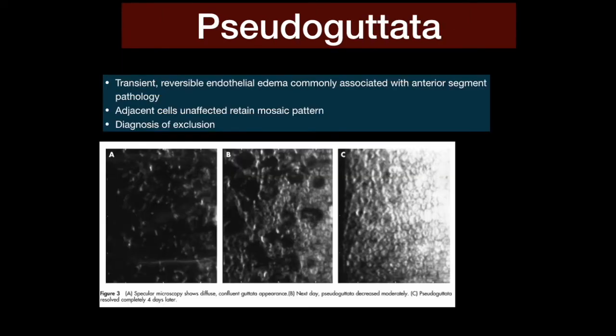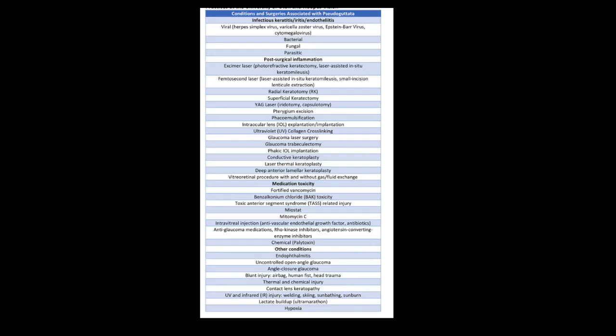Pseudoguttata, on the other hand, also appear as dark spots, but the difference is they are transient and basically reversible endothelial edema, which is associated with anterior segment pathology. Adjacent cells are also unaffected, thus they retain the normal endothelial mosaic pattern. So here we see a diffuse pseudoguttata which resolves over the next 4 days. The list of causative factors is huge, but it mainly happens due to infection, post-surgical inflammation, and medication toxicity.